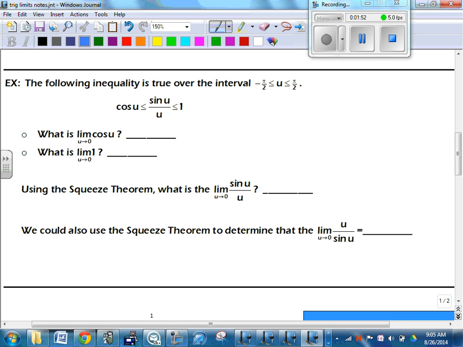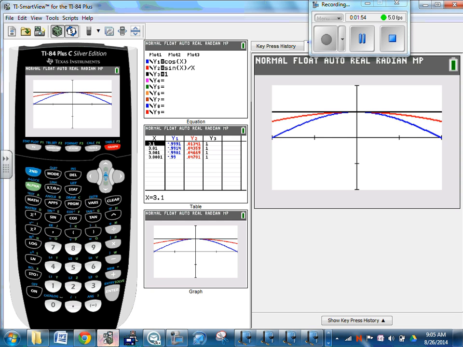Let's go ahead and take a look at that graph. So I've already got it in here. You don't have to punch it in right now, but we've got cosine of x in blue, sine of x over x in red, and 1 in black. So we can see our red function is kind of squeezed in between the other two, right, for that whole interval.